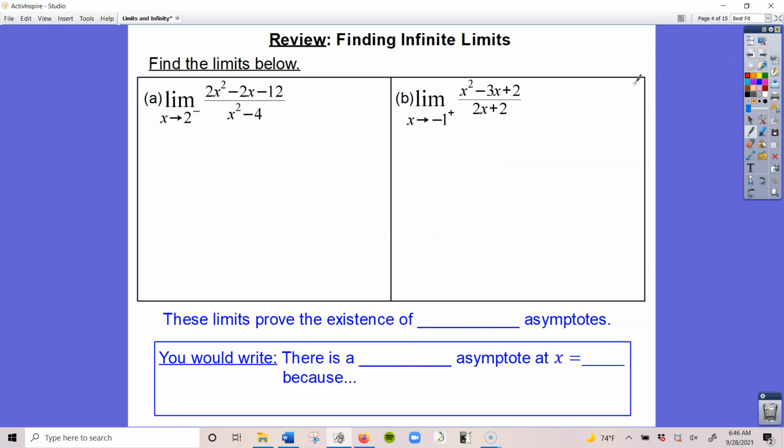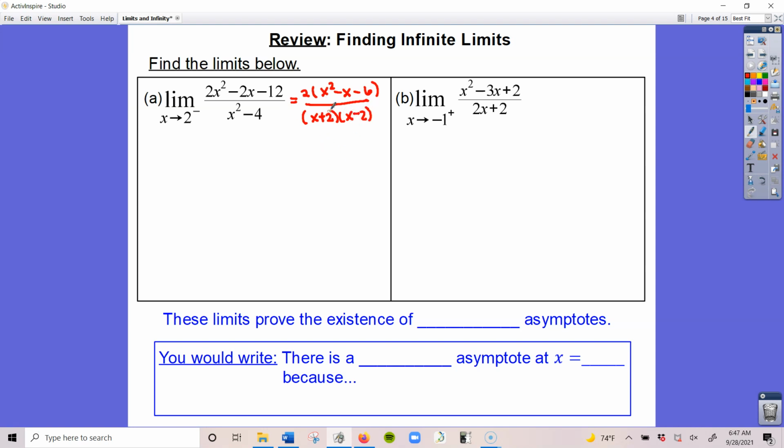So now let's try these out. We're going to find these limits. For this first one, we have the limit as x is approaching 2 from the left. So I'm going to go ahead and take this function, and we're going to need to factor it. In the numerator, I notice that I can divide all of my terms by 2, so I'm going to take out a 2, and I would get x^2 - x - 6. The denominator is x^2 - 4, which is a difference of squares, so (x + 2)(x - 2).